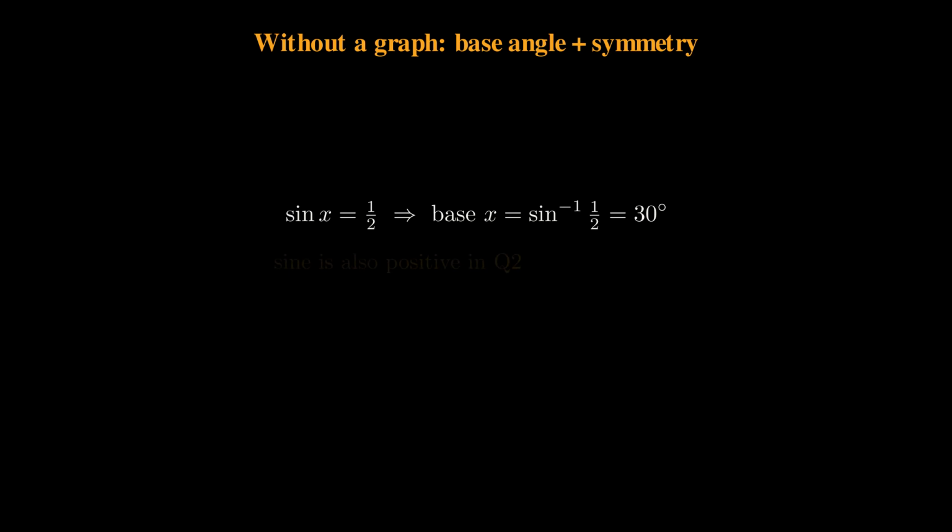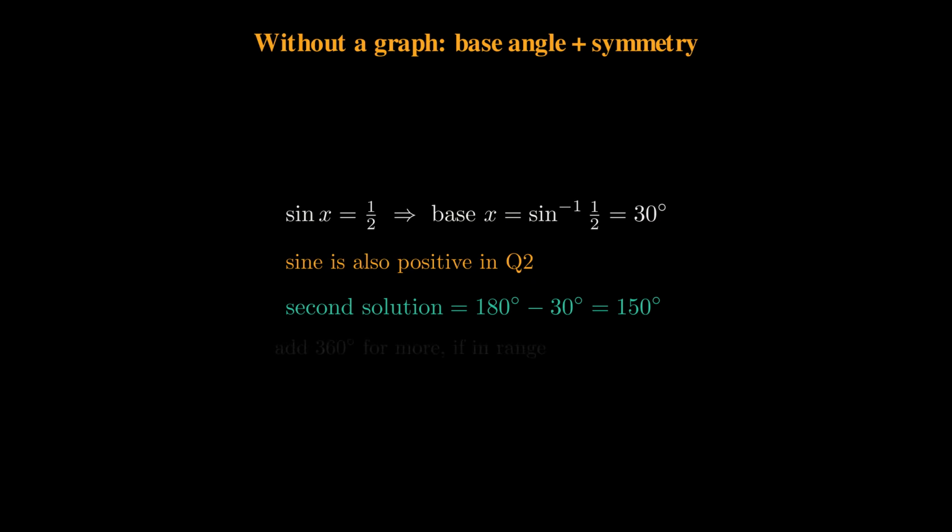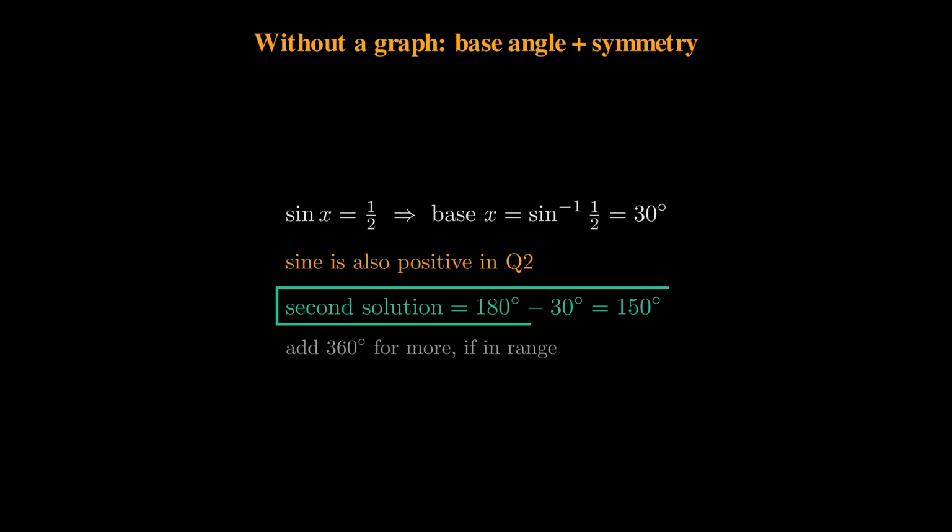Step 2. Use symmetry. Sine is positive in both the first and second quadrants, and the second quadrant partner of any angle is 180 minus it. So the other solution is 180 minus 30, 150 degrees. And if the interval ran further, you'd add 360 to each to collect the next cycle. Base angle, then symmetry. That's the recipe.